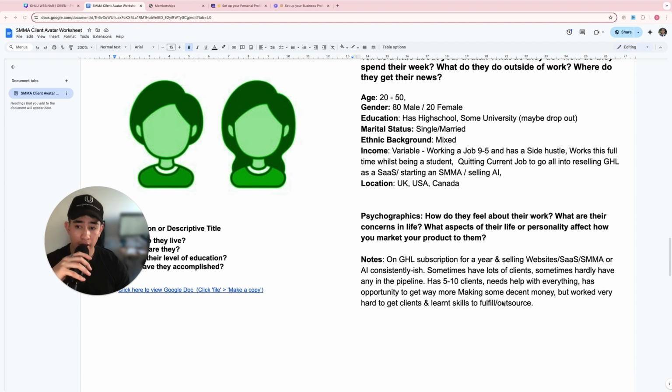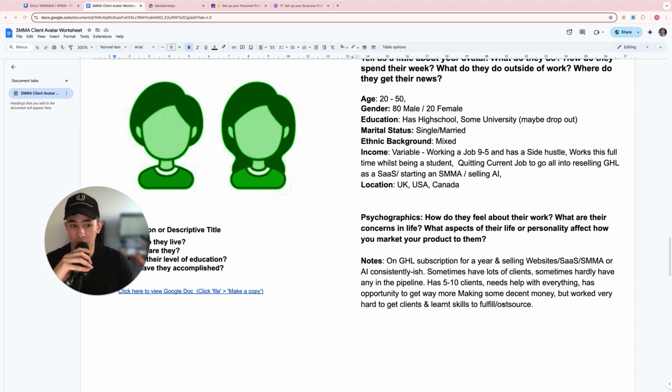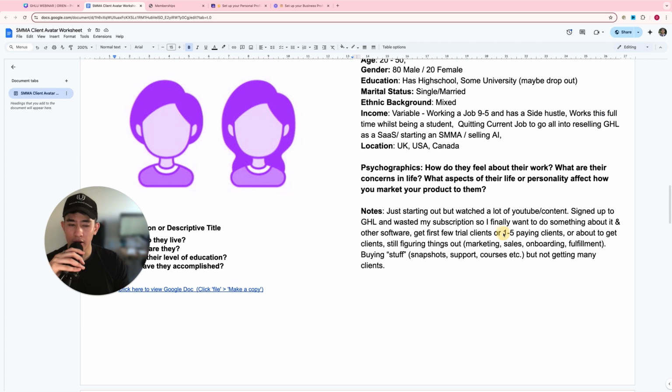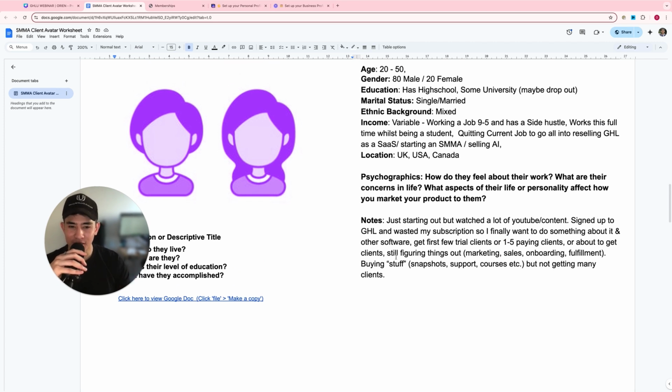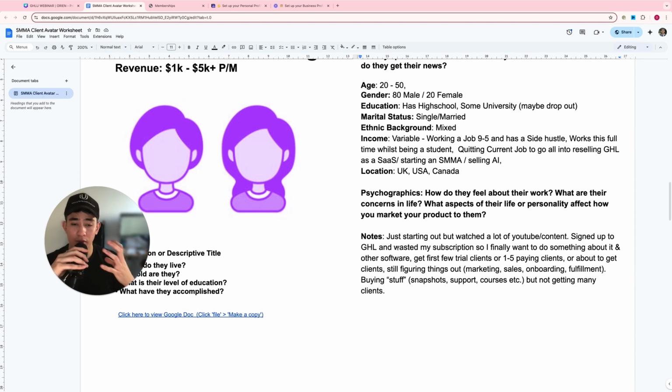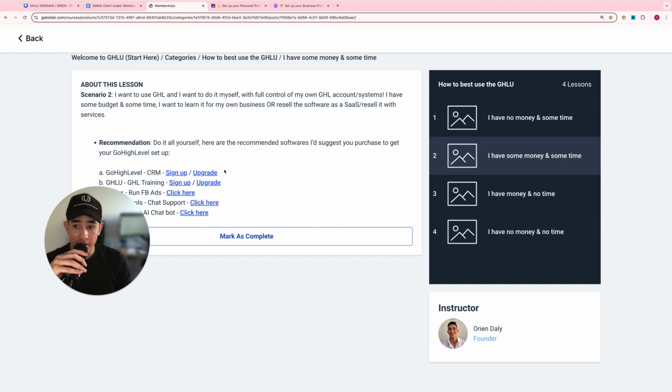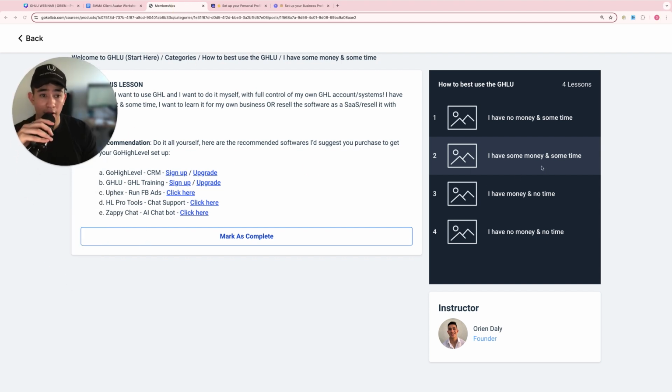You could have a couple of clients, whether it's 5 to 10 clients on other services, and you want to transition to GoHighLevel. Or you've just started out and you've gotten your first few trial clients, and you started to purchase some more stuff in terms of snapshots, support, courses, and you're really starting to figure out how to build a coherent and consistent GoHighLevel business. Which is fantastic.